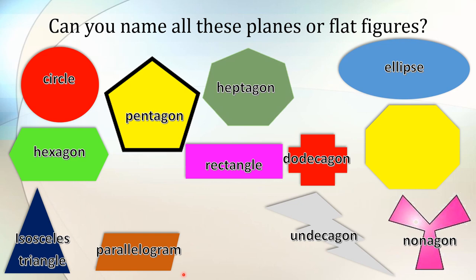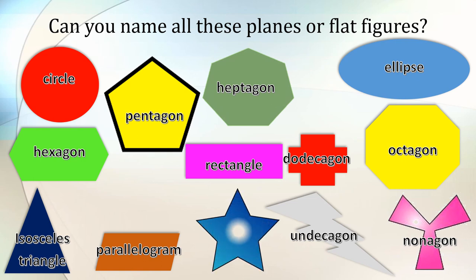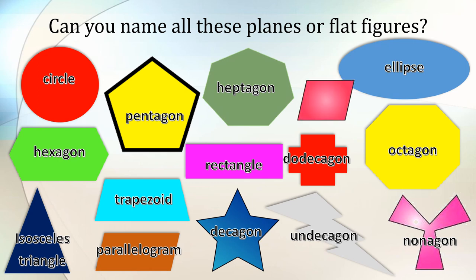Another one. How many sides is this? One, two, three, four, so how many? This is an octagon. It has eight sides. And then another one. How many sides here? This is a decagon. And then this one has two parallel sides, one pair of parallel sides. This is a trapezoid. And the last one is a slanted square. This is a rhombus. Okay?